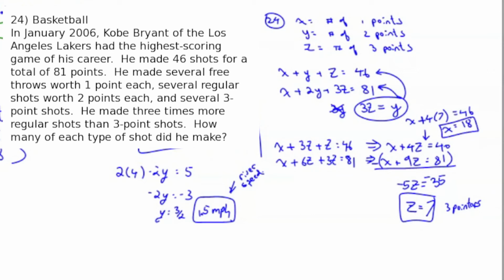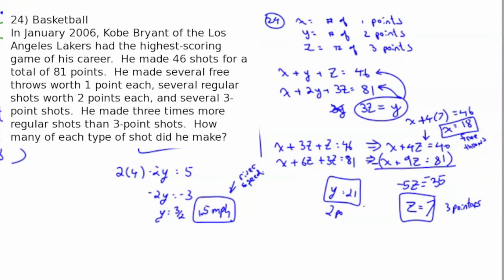I know y pretty quickly. If you made 7 3-pointers, you made 3 times as many 2-pointers. So 3 times 7 is? 21. So y is equal to 21. So 7 3-pointers, then you get the other 18. If you plug the z in, this is 21 2-pointers.